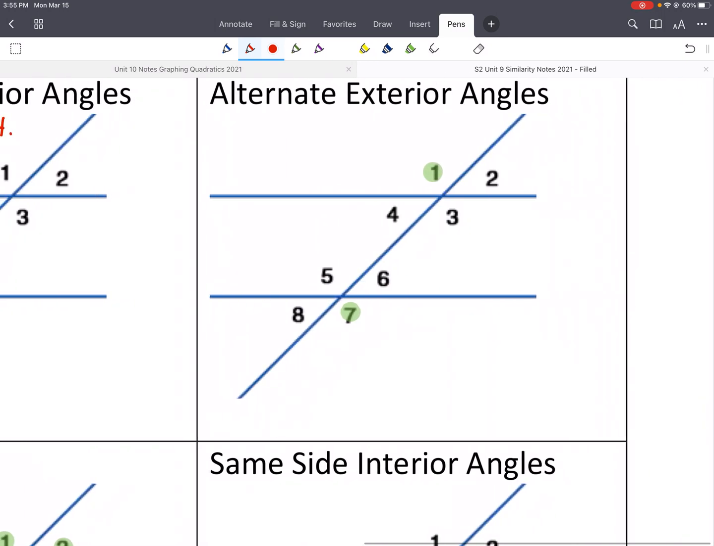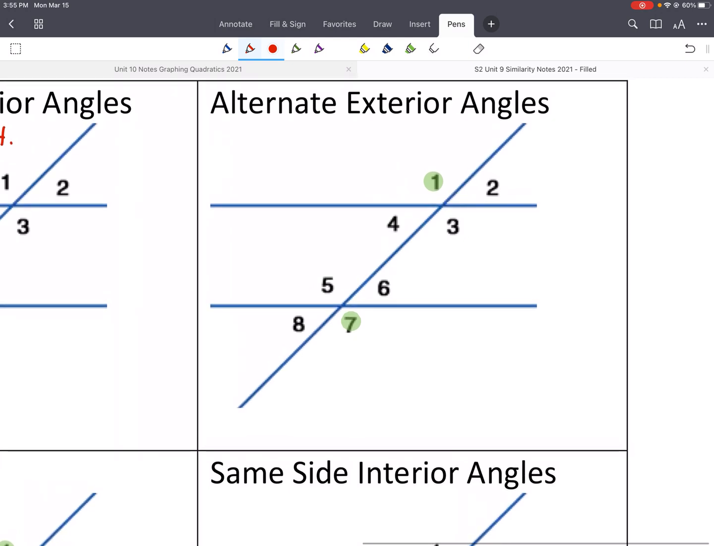Next we have alternate exterior angles. So they are on opposite sides of the transversal, but they are not inside, they're not interior, they're exterior. So those are also congruent.